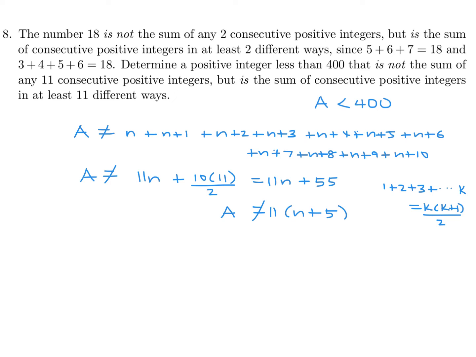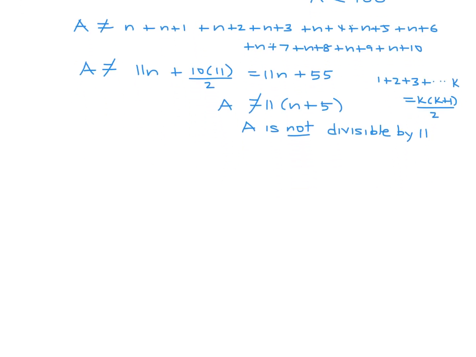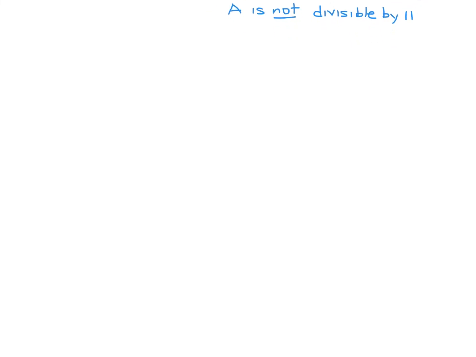Therefore, we can conclude that A is not divisible by 11. Because if it was equal, it would be divisible by 11, but it's not. Okay, that's the first thing we've established, and that will help us. Just that point, that A is not divisible by 11. Now, what we have to do at this point is we've got to create a scenario where A is the sum of consecutive integers in 11 different ways. So perhaps 2 consecutive integers, 3 consecutive integers, and so on. So let's make a table.